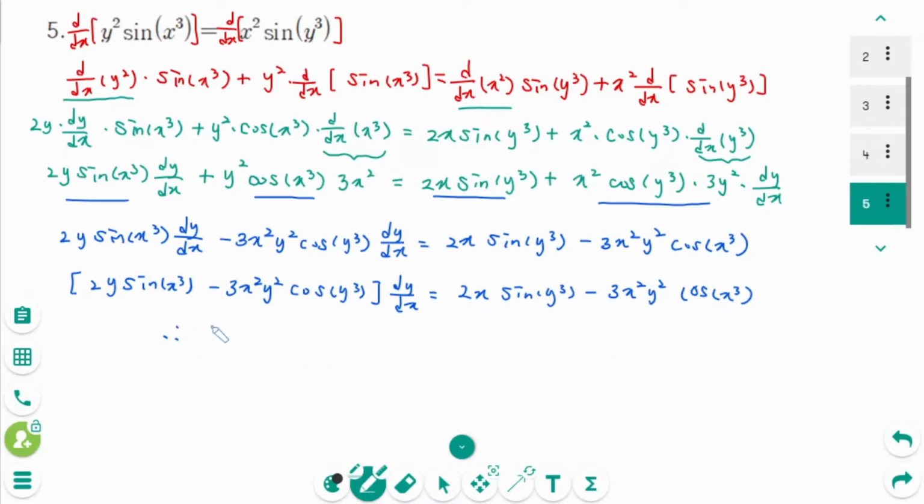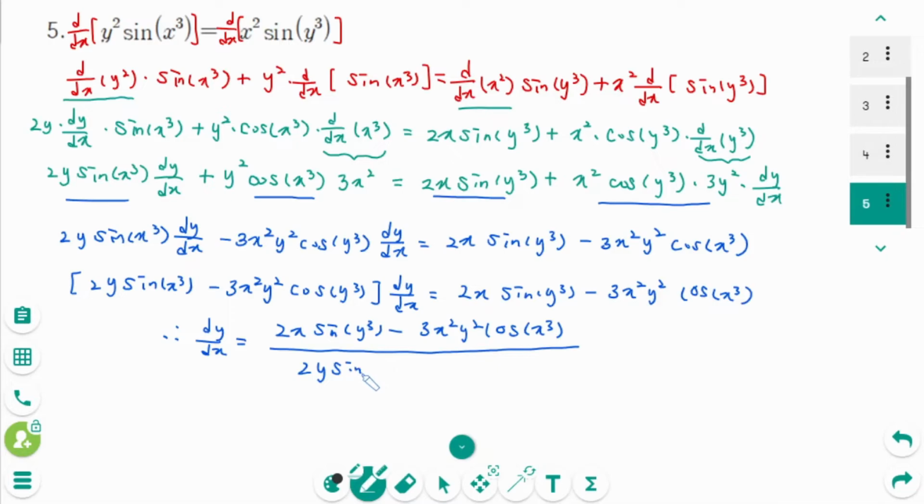The final answer, dy/dx equals 2x sine y cubed minus 3x squared y squared cosine x cubed over 2y sine x cubed minus 3x squared y squared cosine y cubed.